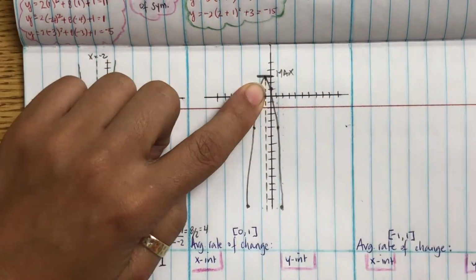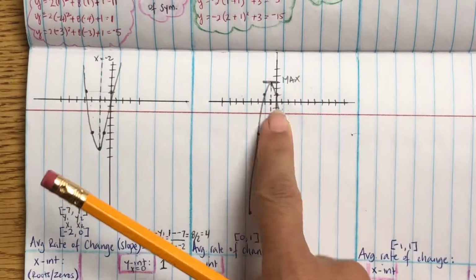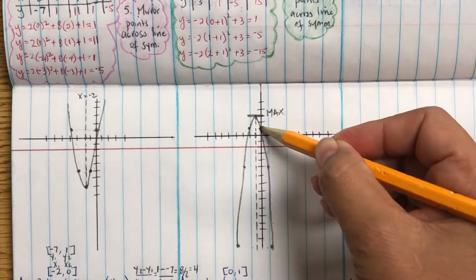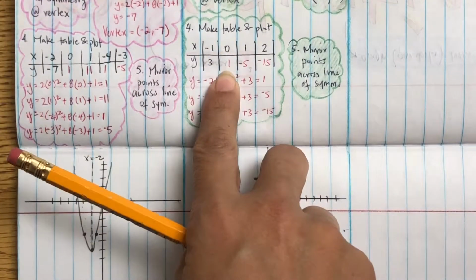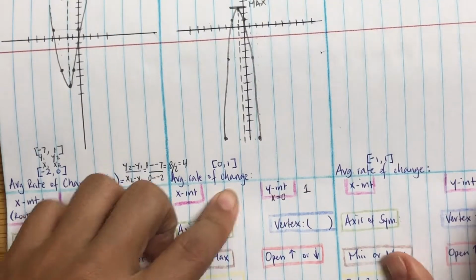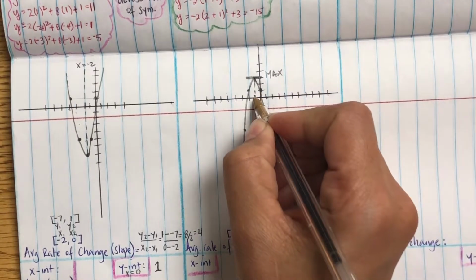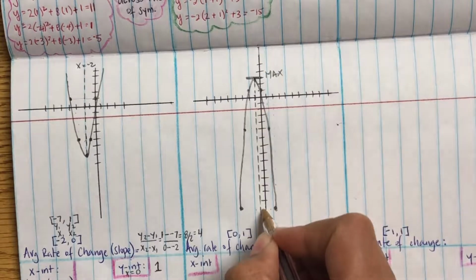Once you've plotted your graph, you can answer any question they throw at you, anything at all. So if they ask for the x-intercepts, I'll show you how to do those exactly later. Let's find the y-intercept first. Y-intercept is where x is equal to 0, which is 1. Your axis of symmetry, I already drew it. Remember, it's where your vertex happens at the x value. So x equals negative 1.